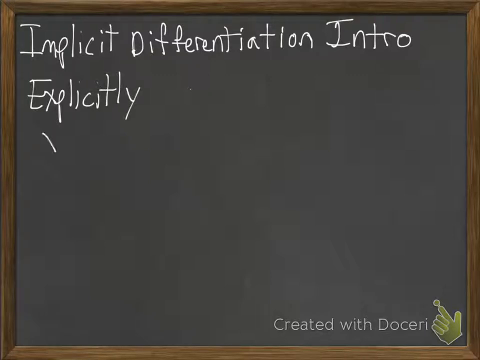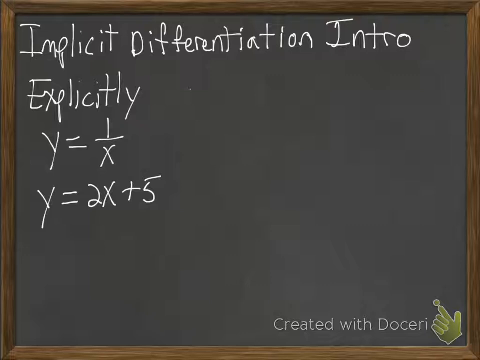That would be writing an equation like y equals 1 over x, or y equals 2x plus 5, where the equation is explicitly stated as one thing in terms of the other, specifically y in terms of x.